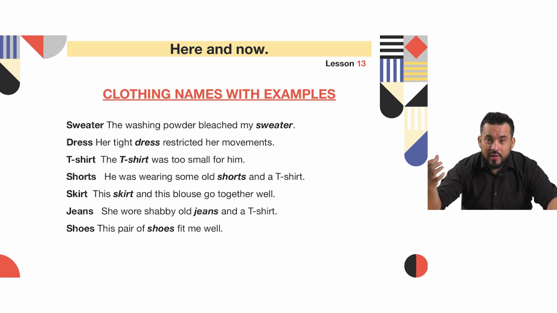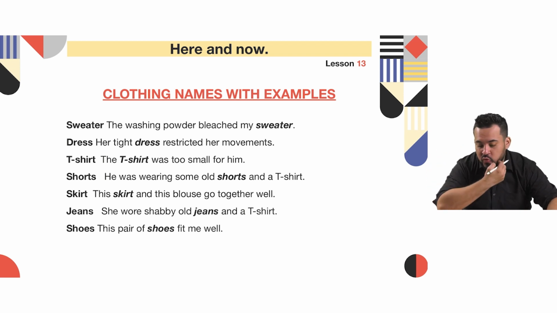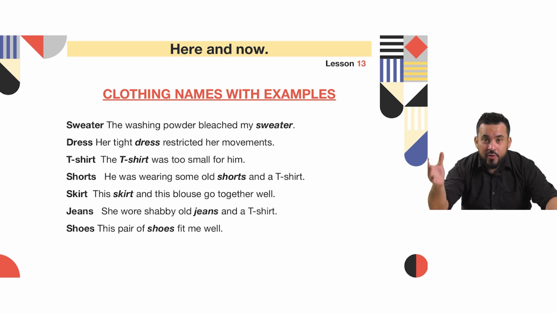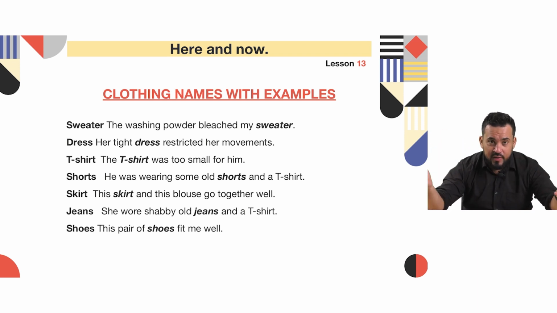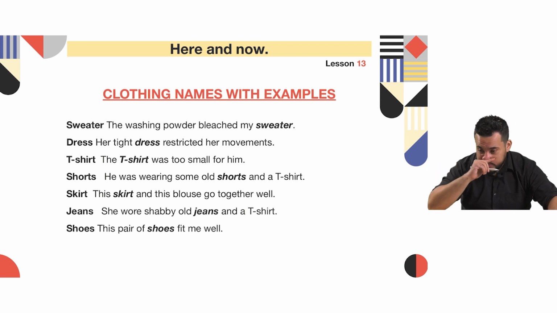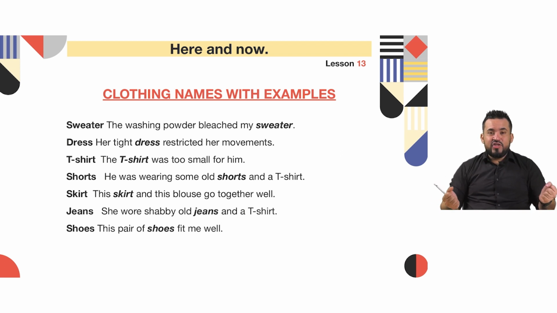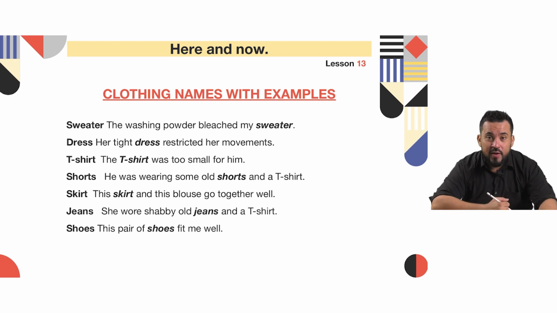Okay, now clothing names or clothing examples. Let's start with a sweater. In a sentence, the washing powder bleached my sweater. A dress. Her tight dress restricted her movement. Restricted her movement, it means she couldn't move freely. Her movement was restricted because her dress was so tight. A t-shirt. The t-shirt was too small for him. Shorts. He was wearing some old shorts and a t-shirt.